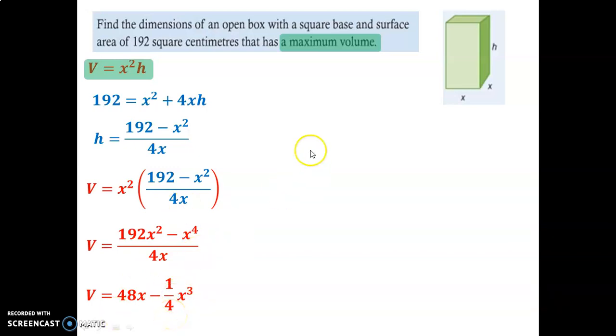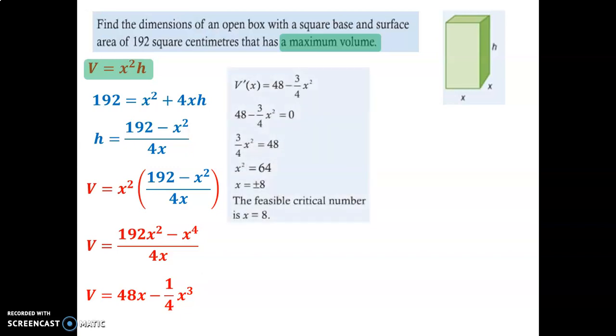Now, when we're trying to maximize or minimize, we can find the point where this function has either a max or min point, which means it'll have no slope. So let's take the derivative and set it equal to 0 and solve for x. Here's what we get when we do that. Here's the derivative of that. Check your work. Set it equal to 0, because when we find max or min points, there is no slope. Solve that for x, and you get plus or minus 8. The feasible solution is 8. We ignore x equals negative 8 because we cannot have a negative dimension on this box.